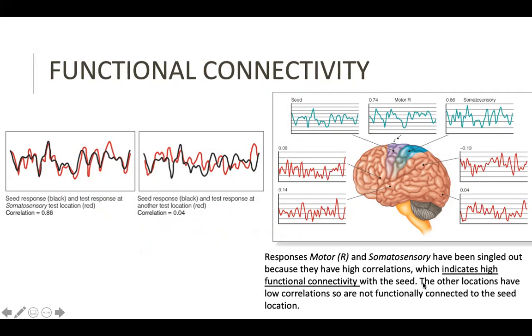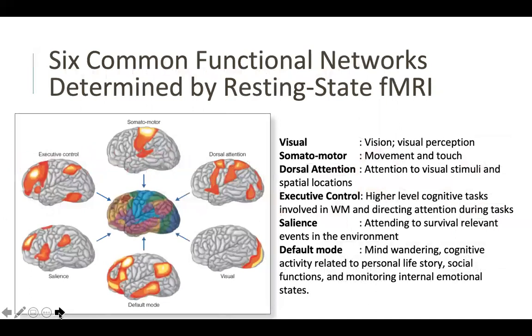The other locations, other than the motor and somatosensory areas, have low correlation, so they are not functionally connected to the seed location. Resting state fMRI connectivity has then become one of the main methods for determining functional connectivity of our brain. This figure shows the network that is determined for a number of different functions using these procedures. As you can see, there are six common functional networks and their locations in the brain, in this picture.